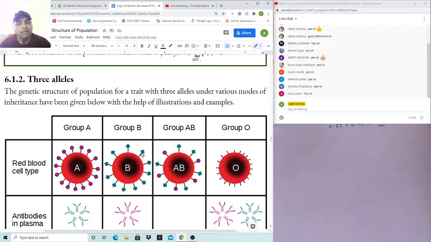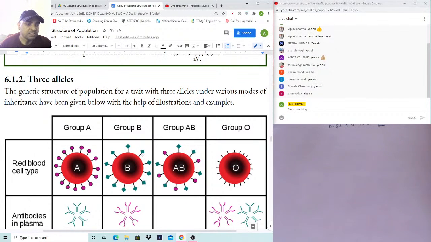We found that simply by counting the number of genotypes available in a population, we were able to calculate the genotypic frequencies as well as the allelic frequencies in the population. Now we will try to understand that if a trait is governed by three alleles, then what will be the allelic and genotypic frequencies in the population.